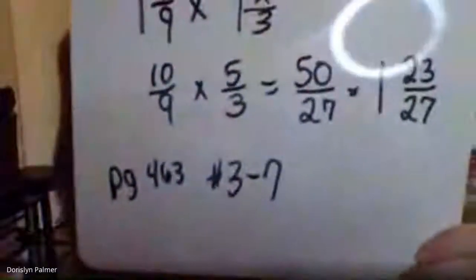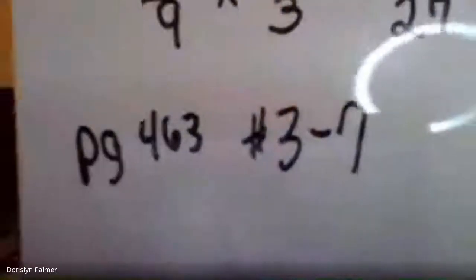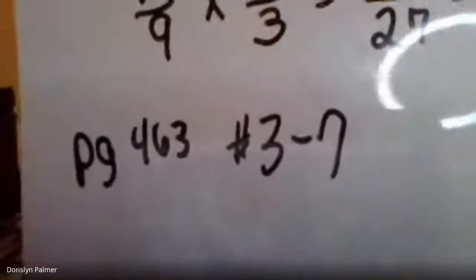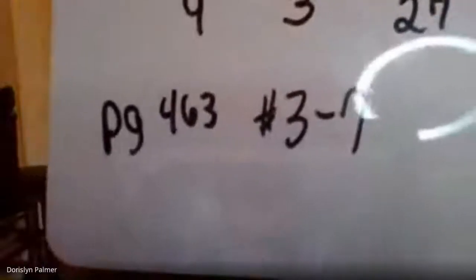Still confusing. Okay. And for tomorrow, I have a few problems for you to do on page 463. I'm going to write it down so you can see it. Page 463, numbers 3 to 7. All right, so 5 problems like this just to make sure you're getting a little bit of practice. We'll go over it tomorrow. All right, and we'll continue working with these tomorrow.